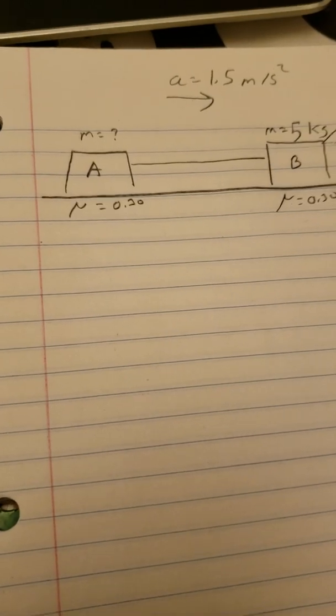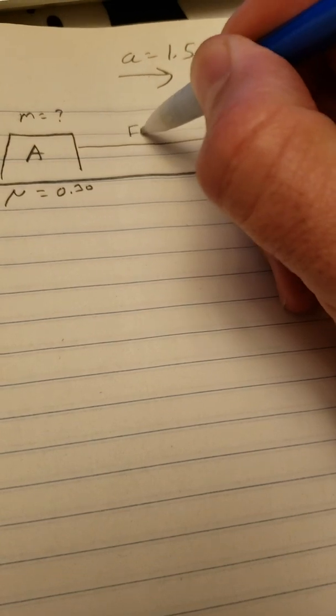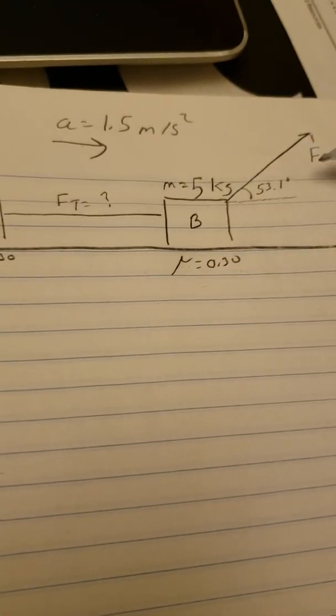Okay, so with any good physics problem, first thing you have to do is diagram it out. So here it is. We've got our two boxes. Box A has a mass, we don't know what that one is. We've got a force tension on this string. That's also, we don't know what that one is either.